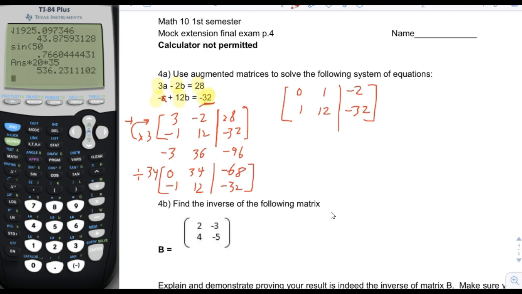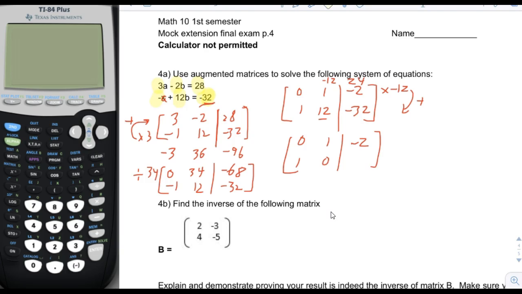Now we can easily get rid of the 12 in the bottom by multiplying the top one by negative 12 and then adding to the bottom. So if we multiply the top one by negative 12 and then add it, we're going to have negative 12 here, and we're going to have 24 here. And so we'll have 0, 1, negative 2, and when we add negative 12 to positive 12, we get 0. We add positive 24 to negative 32, we get negative 8, right? So here we're going to put negative 8.